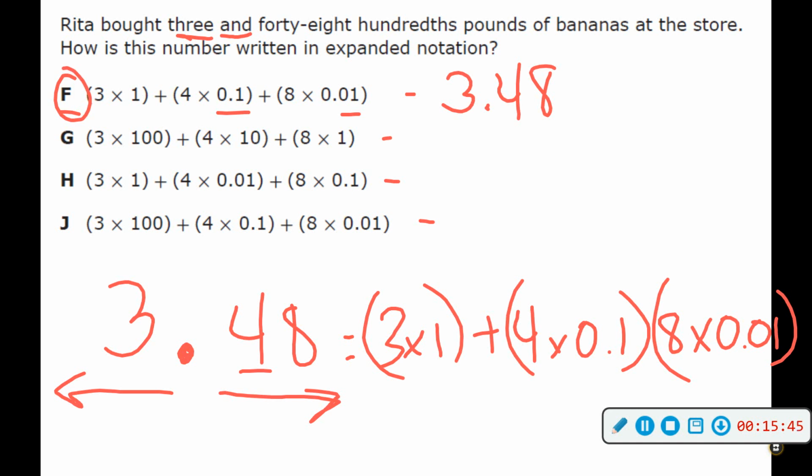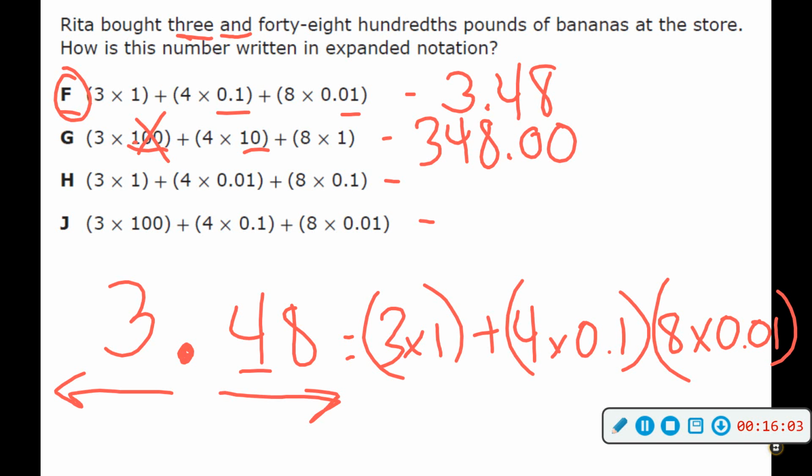But let's continue and see why the other ones are wrong. This says 3 in the hundredths place, which means this is in the tens place, and the 8 is in the ones. That's 348 and 0, 0. So no tenths and no hundredths. So that's why this one is wrong, because it was wrong from the beginning.